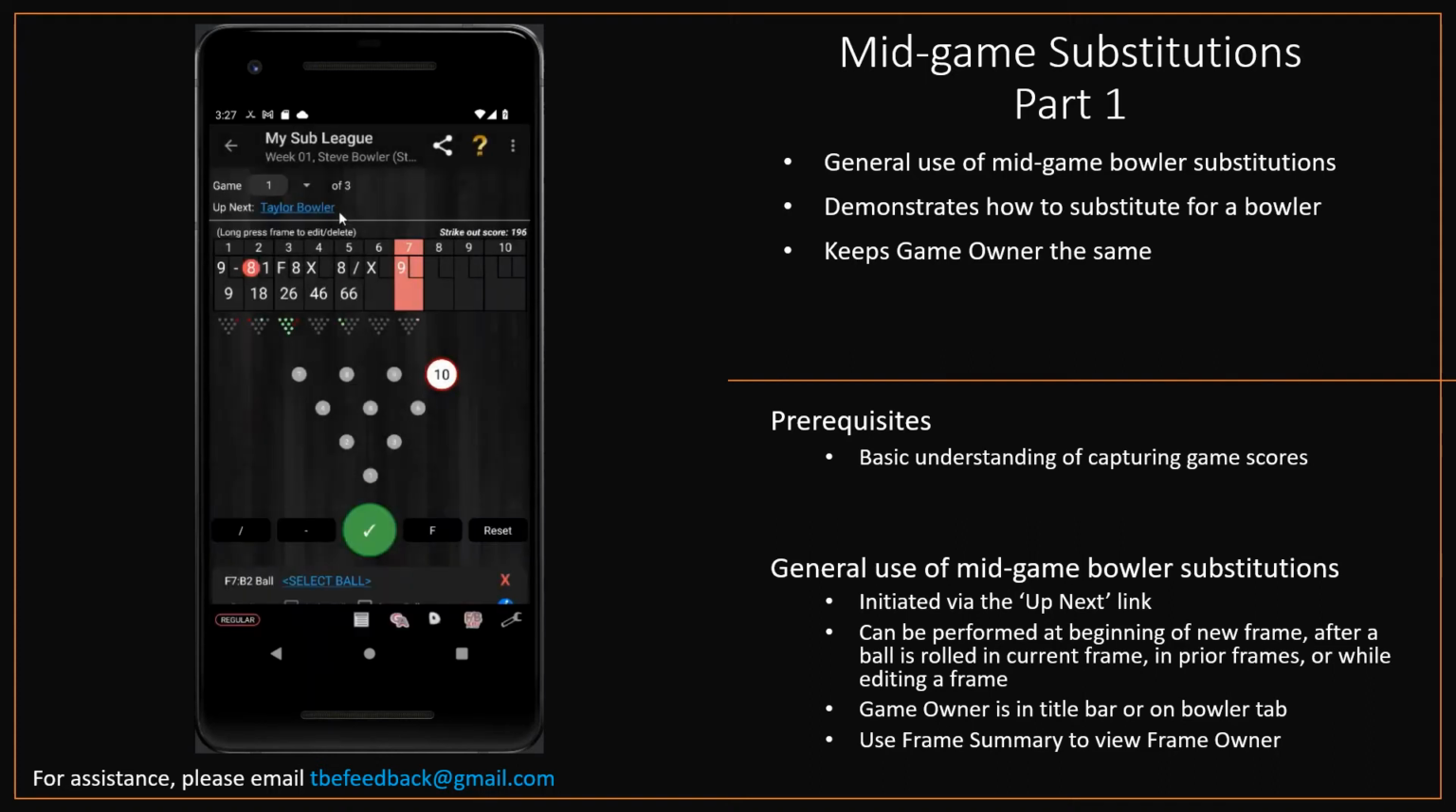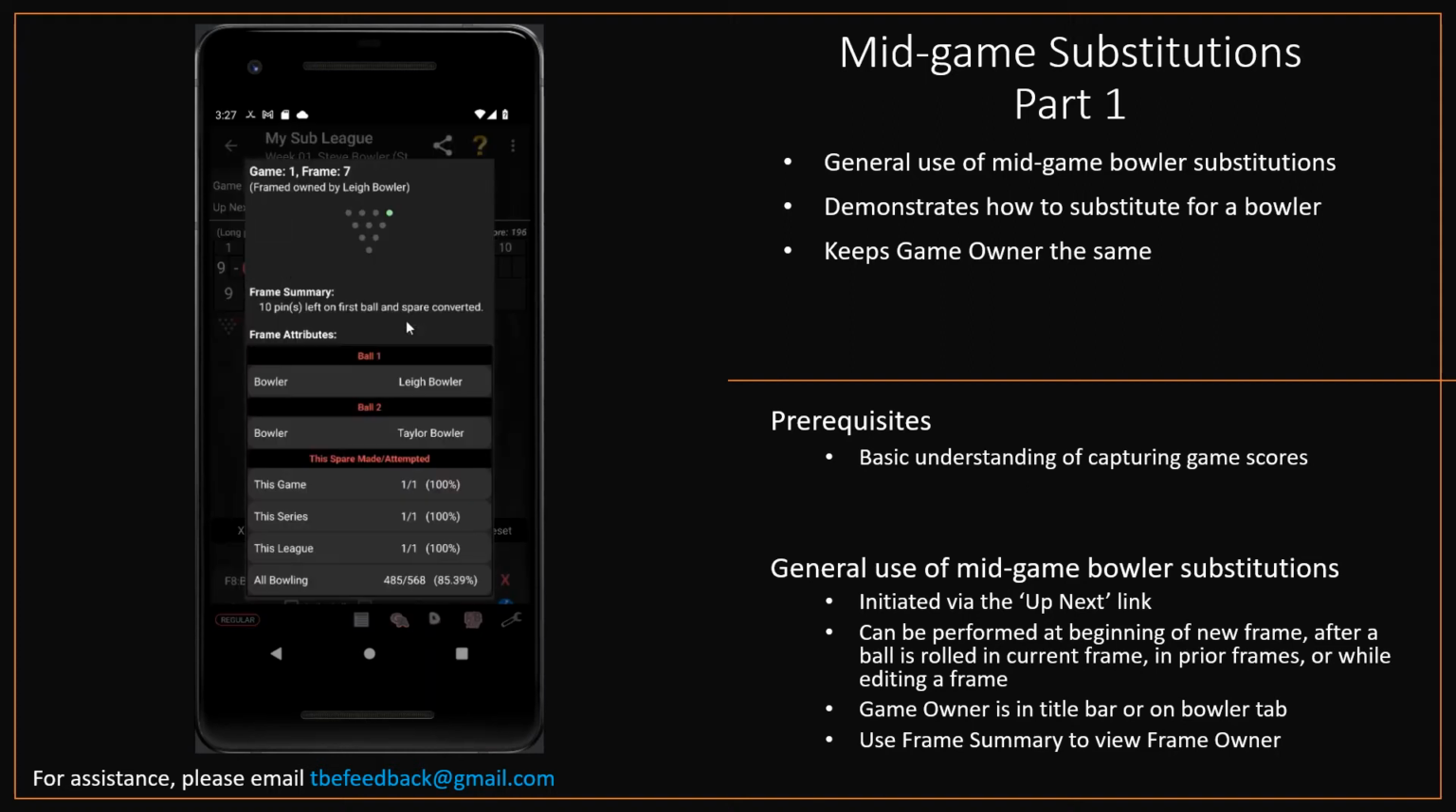Notice Taylor is the up next bowler. He's going to finish out the frame, so let's spare the frame. And then if you click the pins under frame 7, you notice Lee is the frame owner, but BDSS is tracking Lee as the bowler who rolled ball 1 and Taylor as the bowler that rolled ball 2. However, all metrics will be associated with Lee.